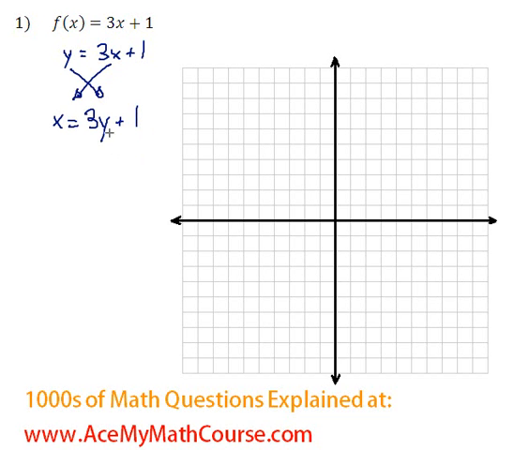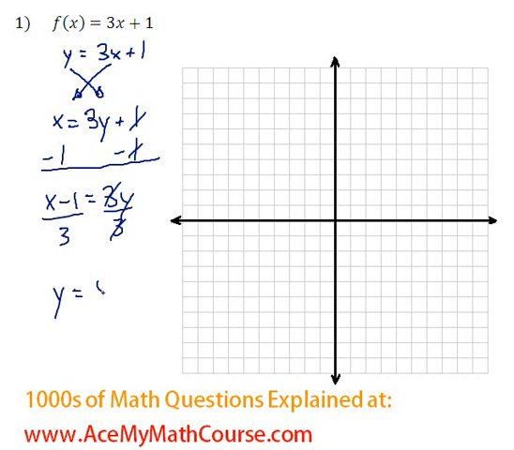Great. Then I just want to isolate y, which won't be too difficult in this case. So x minus 1 is equal to 3y. Then we can just divide both sides by 3. So here we have y equals x minus 1 over 3. I just switched the sides also because I like to see the y on the left hand side of the equation. Just a personal preference. You don't need to do that.